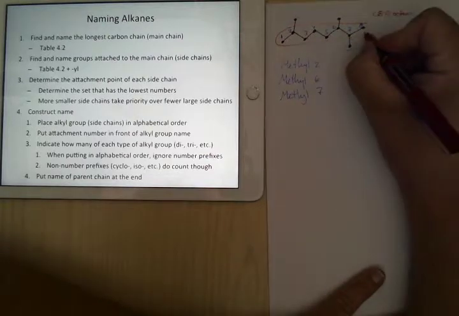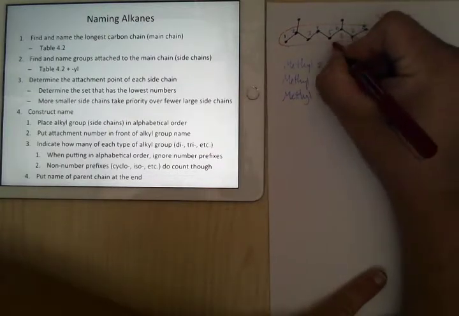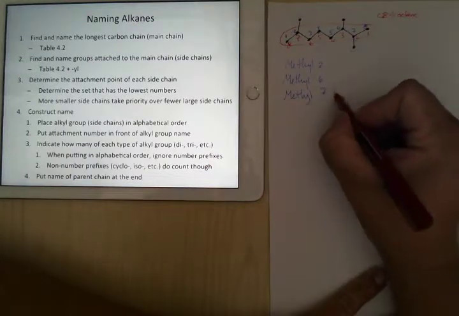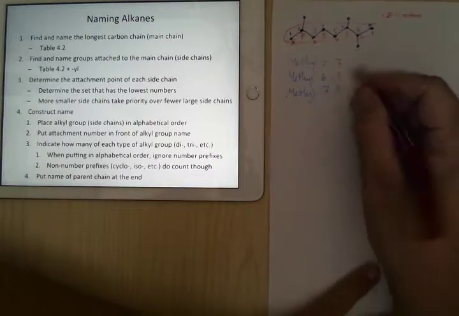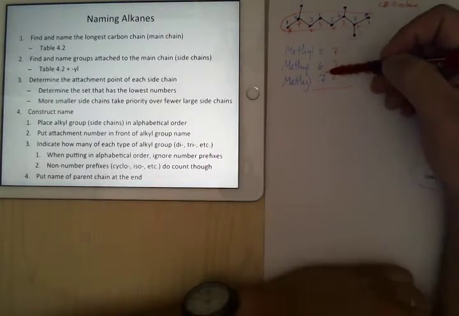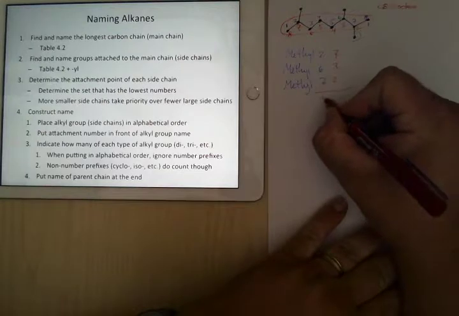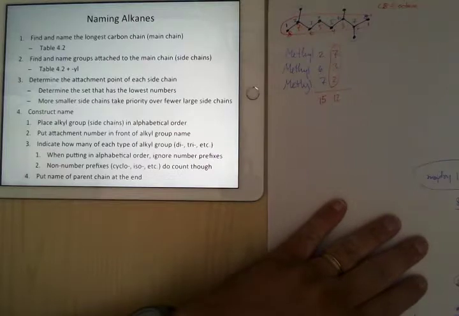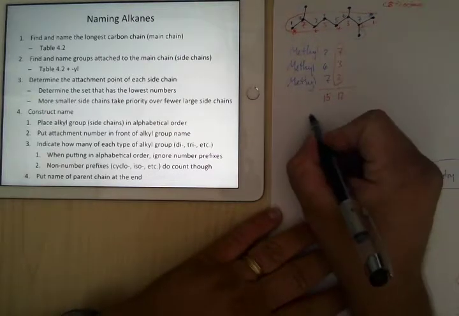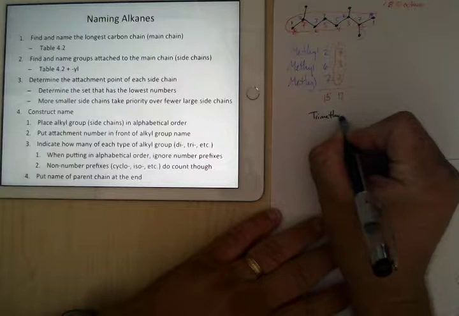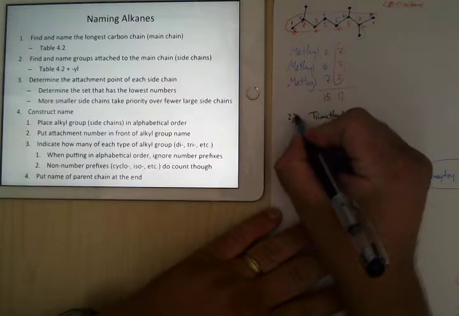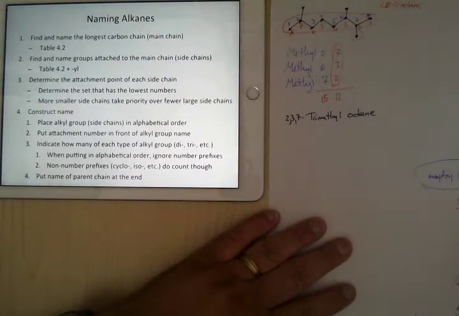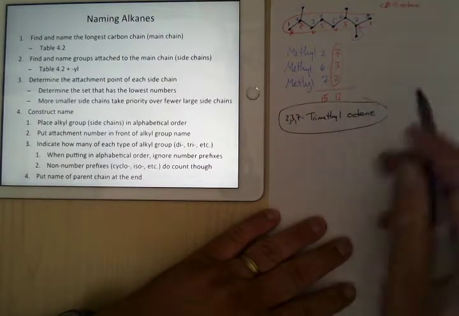Okay, but for this side, we're going to do 1, 2, 3, 4, 5, 6, 7, 8. So with that, it ends up being 2, 3, 7. Okay, so you add them up. So this is 15, and this is 12, right? So now this one ended up being the top one. Okay, so we put this together, right? So it's trimethyl, 2, 3, 7, octane. There we go. So there's our name.